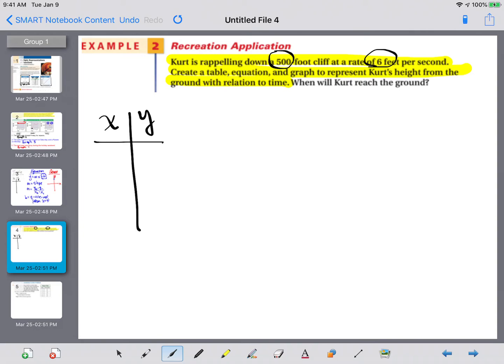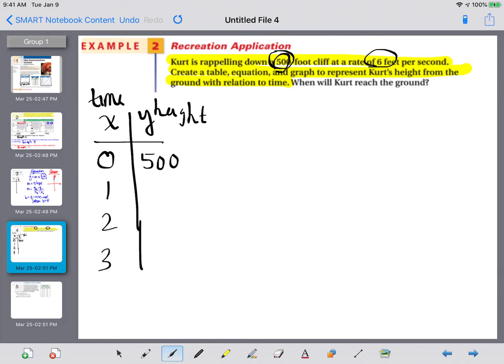We have two things going on here. We have time, that's going to be our x, and we have his height. So at time 0, when we create a table, we can choose the x values. I'm going to start with time 0, then after 1 second, 2 seconds, and 3 seconds. So at time 0, he's still 500 feet high. He's rappelling down a 500-foot cliff.